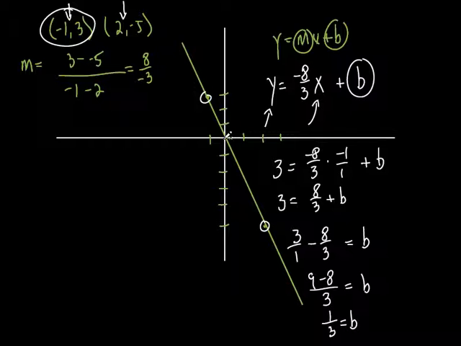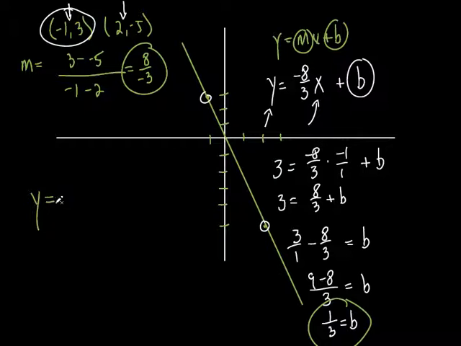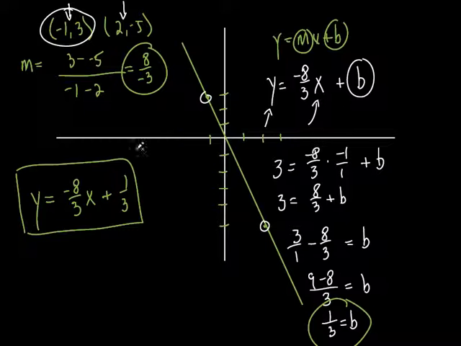Now, it looked like it was 0, didn't it? But it really wasn't 0. It was 1/3. So now we can write our final equation. We found the slope, and we found the y-intercept. Now we can put it all together. So how are we going to write it? y equals m. What's our m? It's negative 8/3, right? And then x. And then what's our b, our y-intercept? We just found it right here. It's 1/3. So it's plus 1/3. And that is the equation of this line right here.